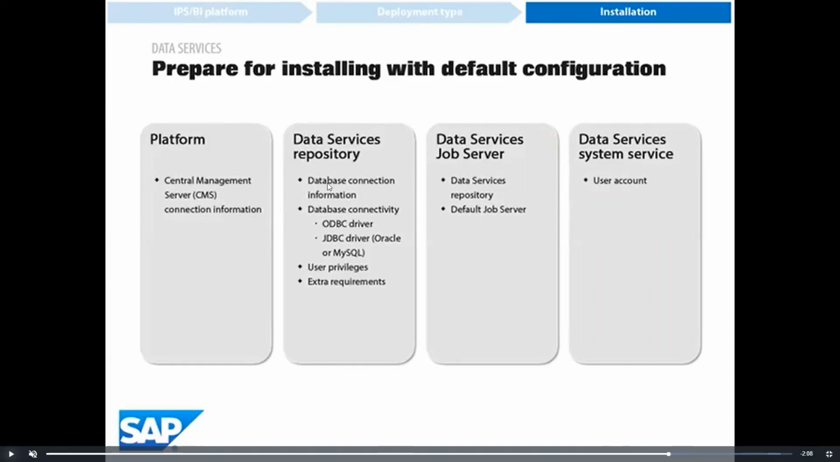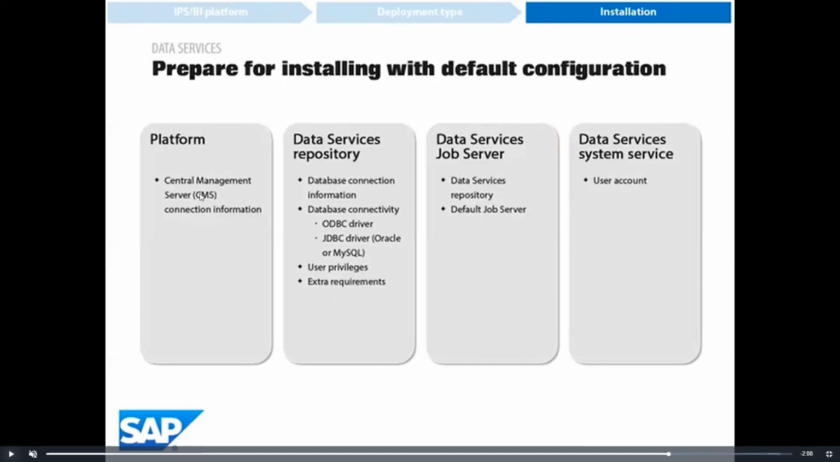First, there should be some place where we need to store all this data. At least the application should sit in one place in your system. So that is what the database connection information and the database connectivity are for. It's the ODBC driver and then the JDBC driver. All this stuff should be installed, and then the required privileges, security roles, and extra requirements should be done.